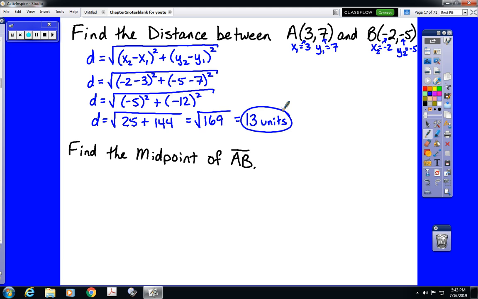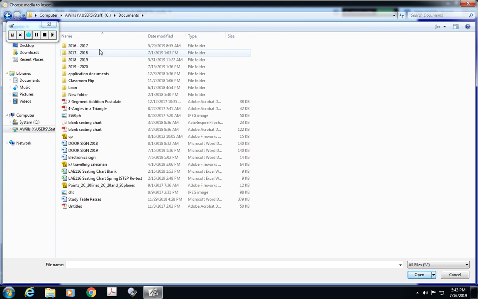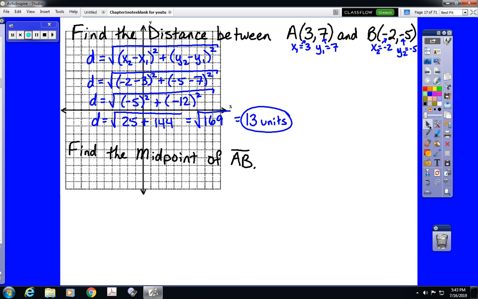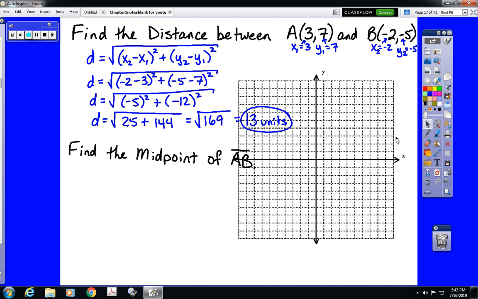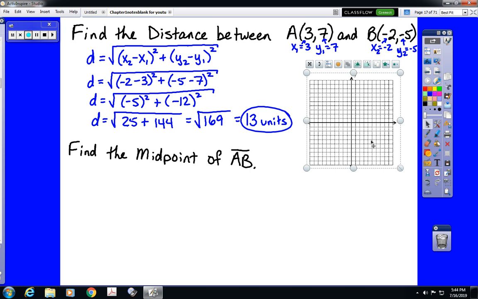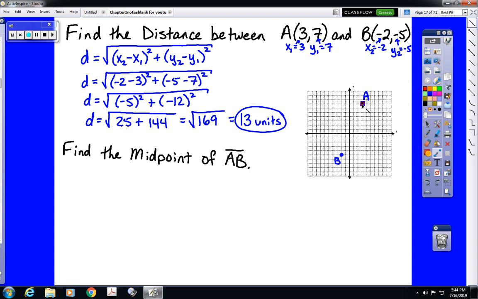Now, alternatively, we could do the same thing with Pythagorean theorem. And here's what I'm going to show you just so you can see it. Okay? Let's keep in mind that A at 3, 7 and B at -2, -5 are locations, which means that I could connect them with a line segment, like that.